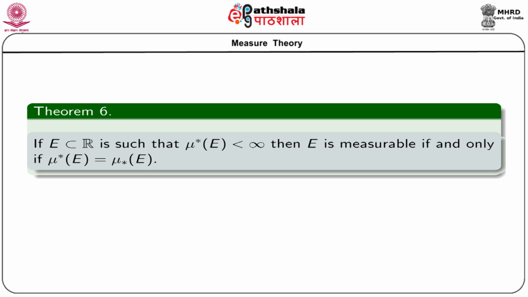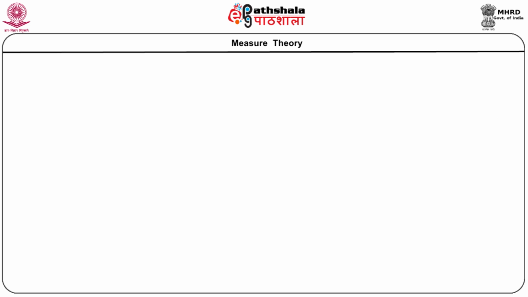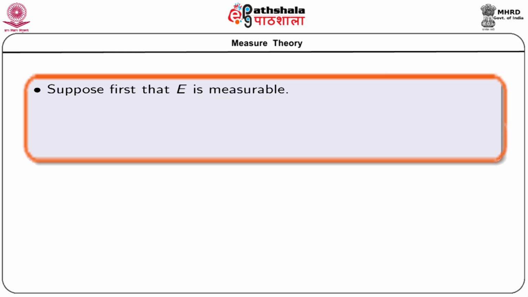So, now we will prove this important theorem that if E subset of R is such that the Lebesgue outer measure mu upper star of E is less than infinity, then the set E is measurable if and only if for the set E both the inner and outer measure are the same. We start our proof. First, suppose that the set E is measurable.